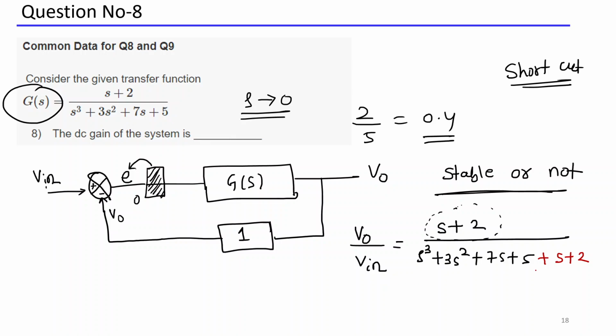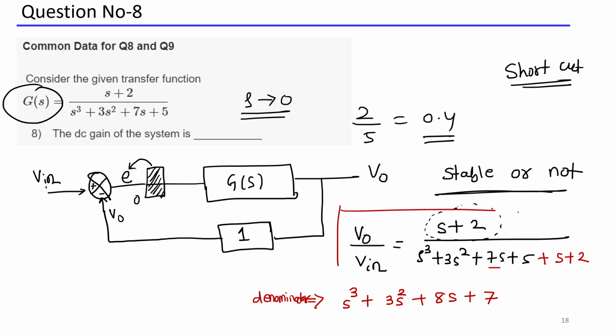Once you add it, whatever the denominator terms are, you just rearrange them. Now this will become S cube plus 3S square plus, 7S plus S is 8S, and 5 plus 2 is 7. This is the denominator part. Now this is the closed loop transfer function.